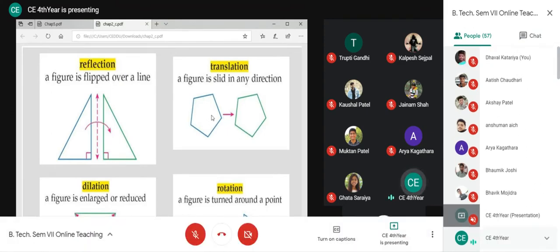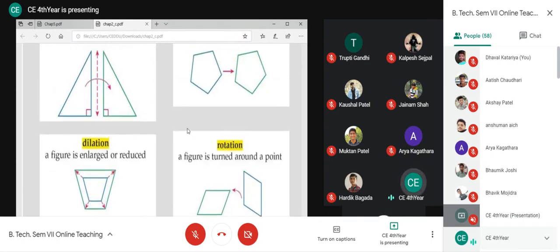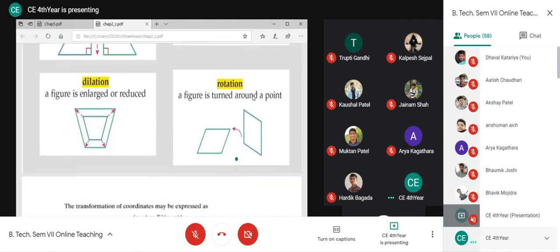Same with translation. Translation is shifting. You will slide your image, you will shift your image in any one direction. That is the translation operation. That means you will shift from this coordinate to this coordinate. It is shifted in one direction, horizontal, vertical, or in both axes.